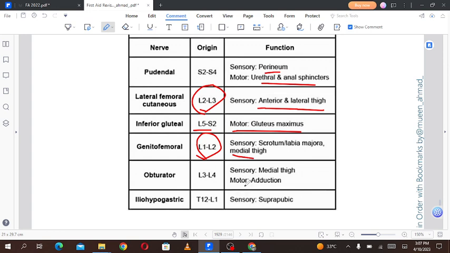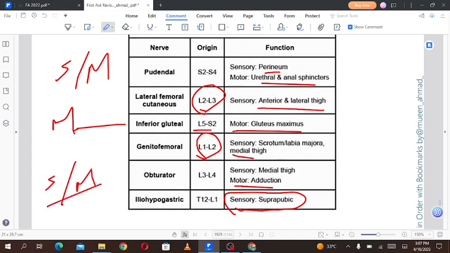Sensory is medial thigh and motor is adduction. And iliohypogastric, T12 to L1. Sensory and suprapubic. So these are the things. The only exclusively motor nerve is the inferior gluteal nerve. Then we have mixed nerves, like the pudendal nerve, which is sensory as well as motor, and the obturator nerve is also sensory as well as motor.